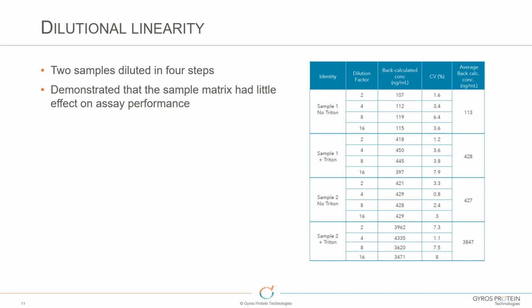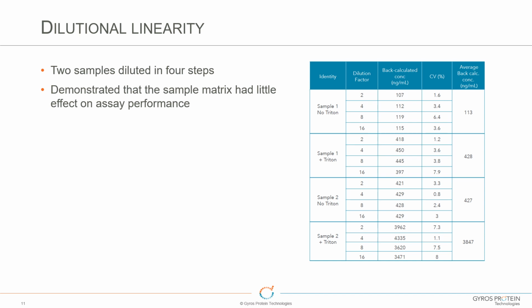So here we can see some dilutional linearity data. This is demonstrating the performance of the method. We've taken some samples, and you can see samples with and without Triton. As you would expect, when the sample's treated with Triton, you get an increase in the p24 levels, and you can correlate before and after treatment. You can see approximately for one sample it increases by around 4 times, and in the other sample it's around 9 to 10 times increase in the p24 levels.